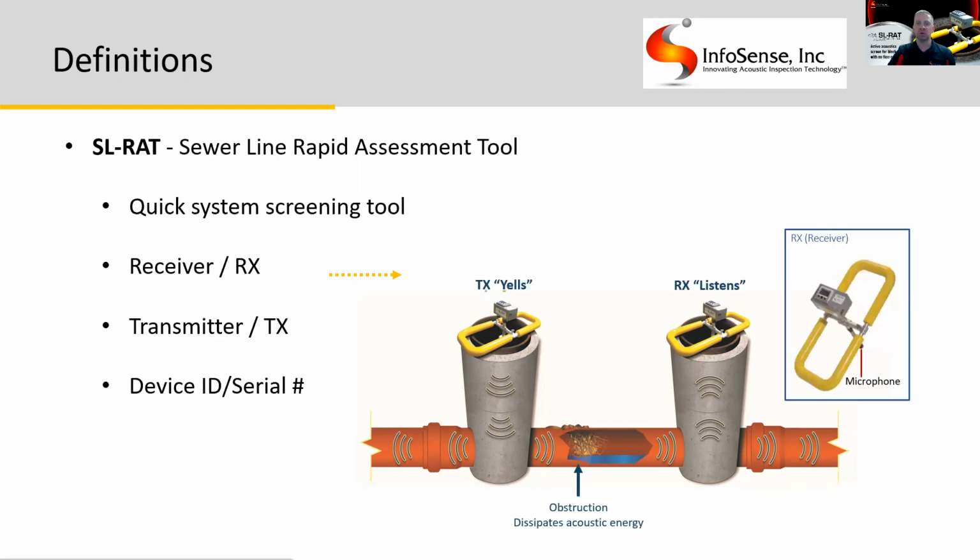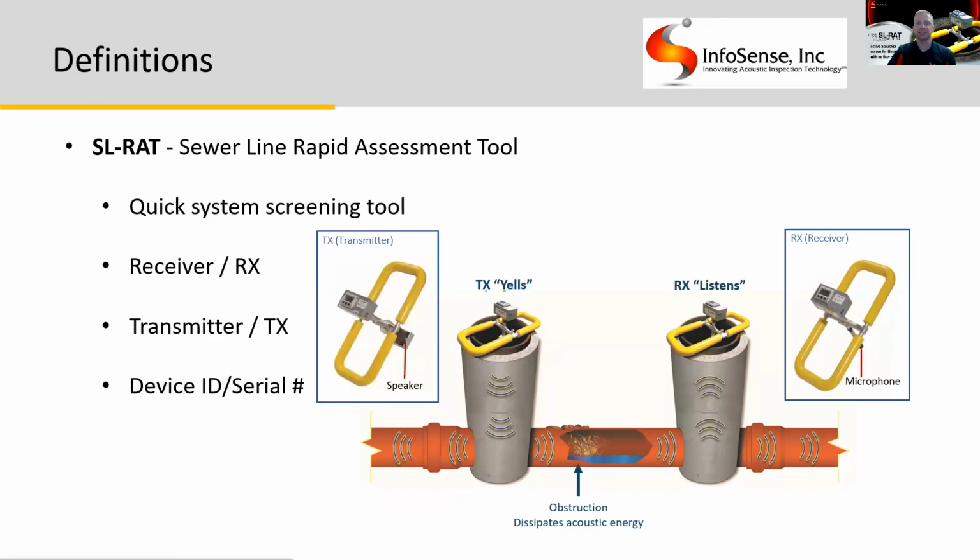The receiver, or RX, is the lighter of the pair, and it has the microphone that listens for the tones. The RX is the smarter of the two and records the score and transfers data to your computer. The TX, or transmitter, has the speaker and yells the tones down into the pipe.